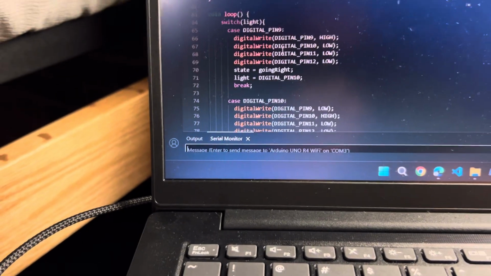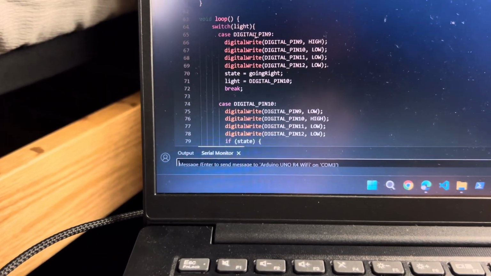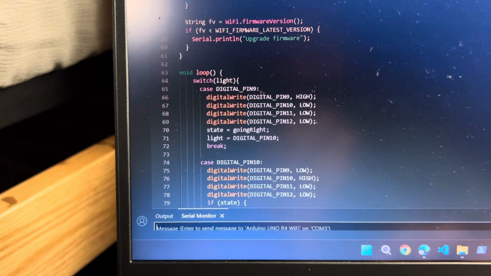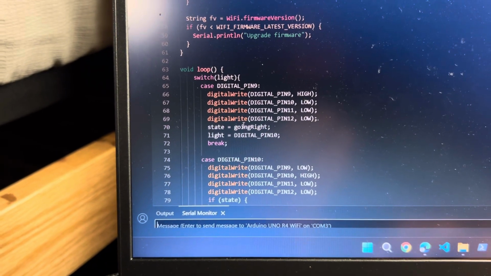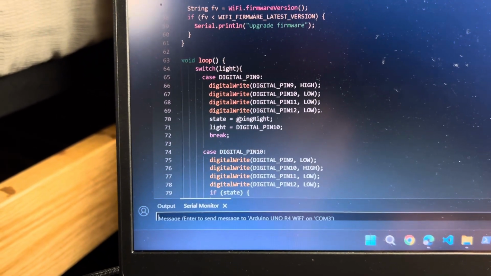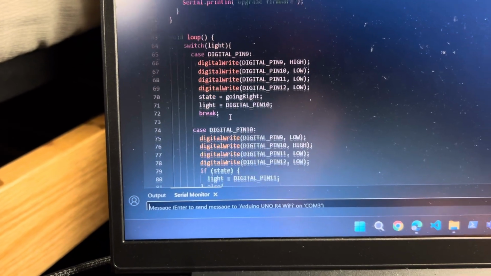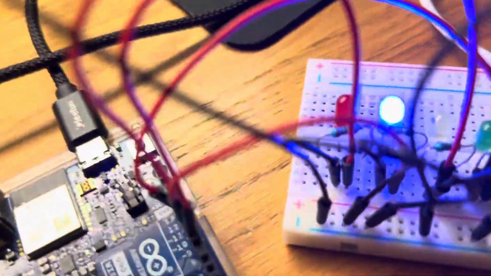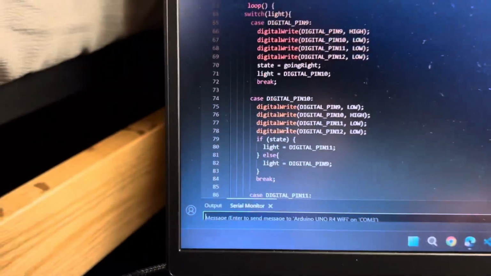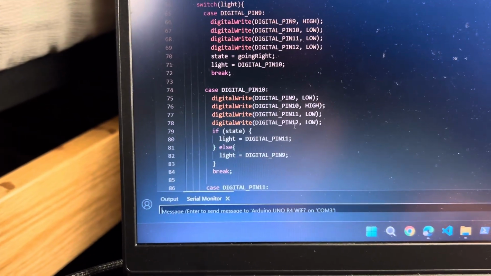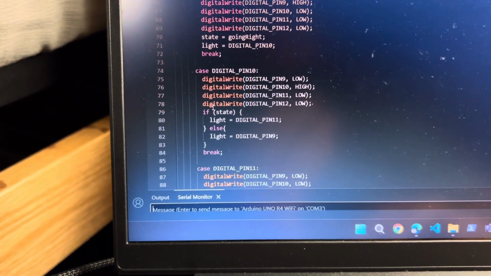And then if pin 9 is on, then the state will be switching to going right because it's the leftmost one, and then we'll be going over to 10, which is the blue one. We are turning just that one on, all the other ones off, and then checking the state.